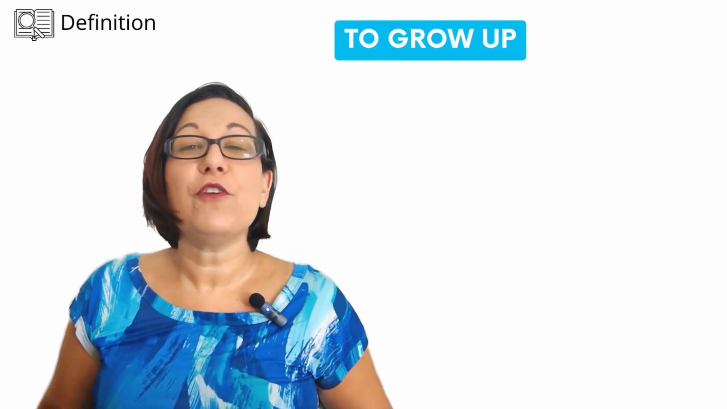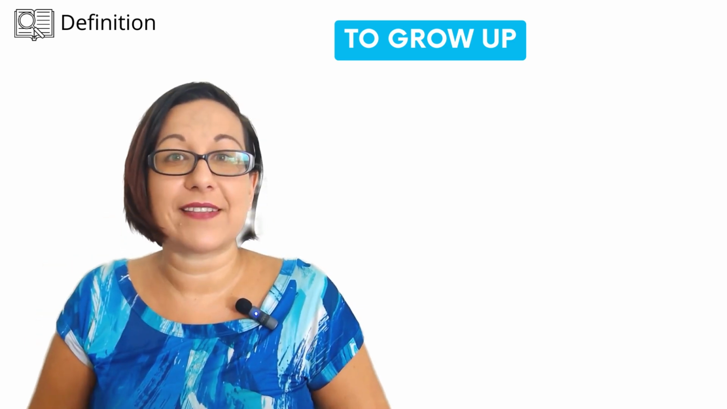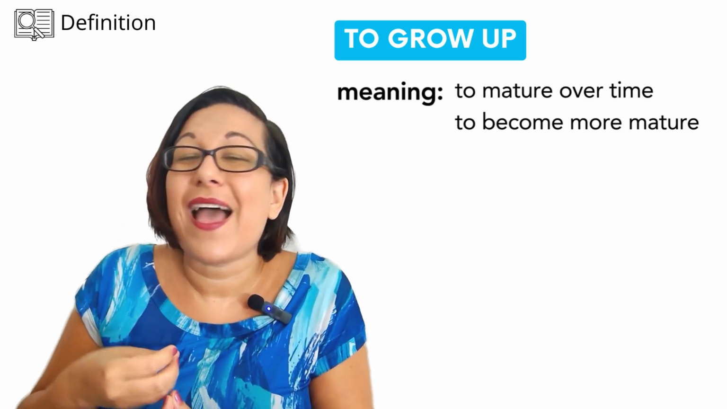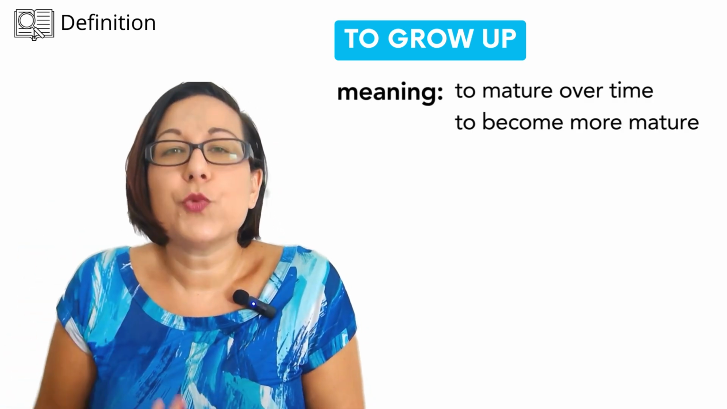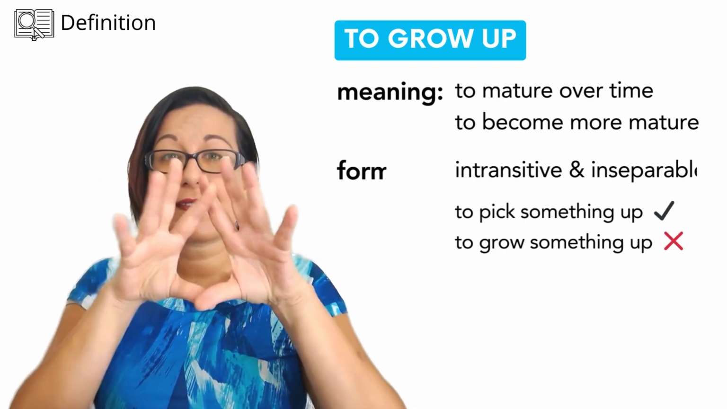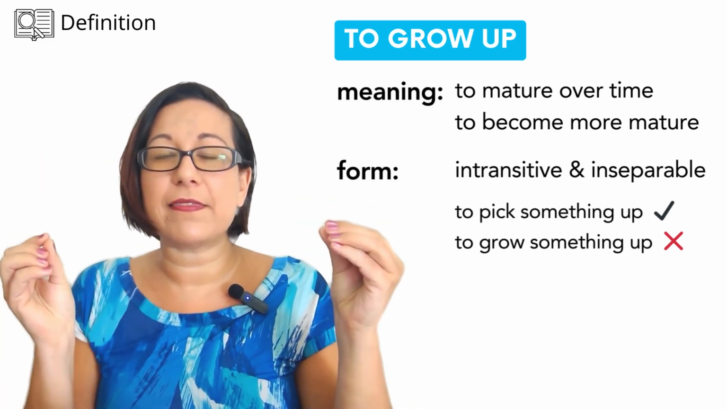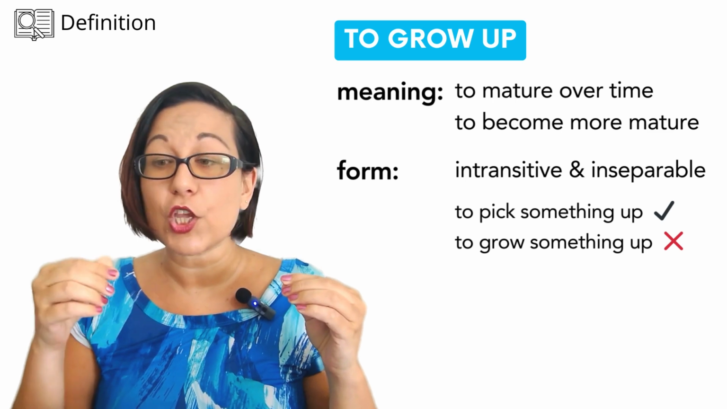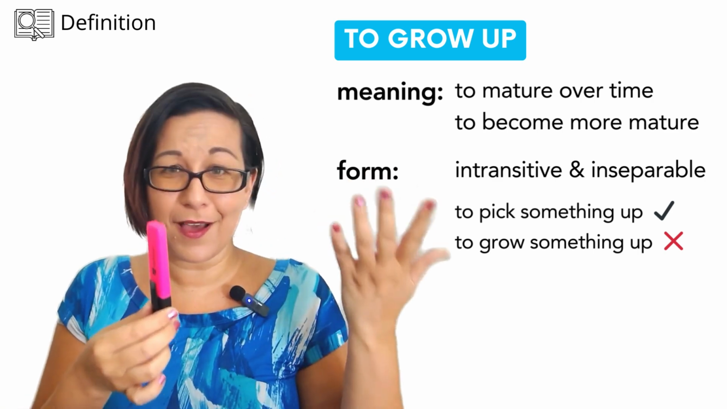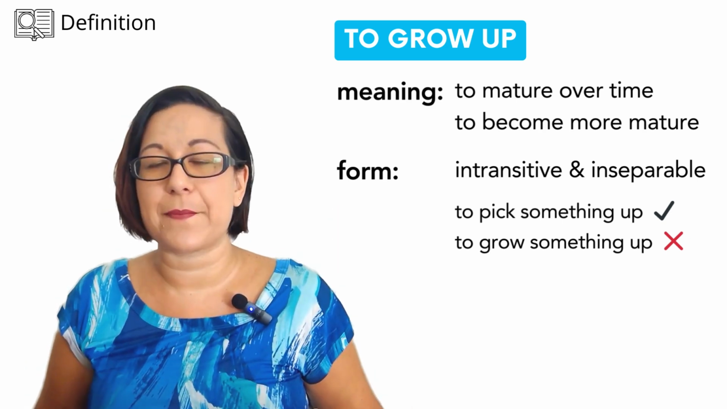Okay, let's jump over to the phrasal verb grow up and look at that definition. So to grow up means to become an adult, to mature over time. Now, some phrasal verbs are separable and you can split them and put something in the middle. For example, to pick a highlighter up or to pick up a highlighter. So I can separate that.